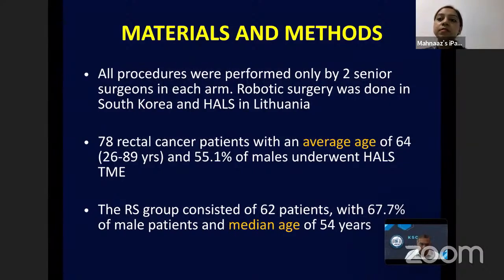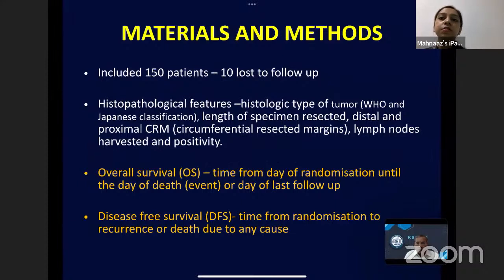78 rectal cancer patients underwent HALS with an average age of 64. And in the robotic surgery group, there were totally 62 patients with a median age of 54 years. The study included 150 patients, 10 were lost to follow-up. And on histopathological features, the findings that were considered were histology and type of tumor, the length of the specimen resected, distal and proximal and the circumferential resected margin, lymph nodes harvested and their positivity.